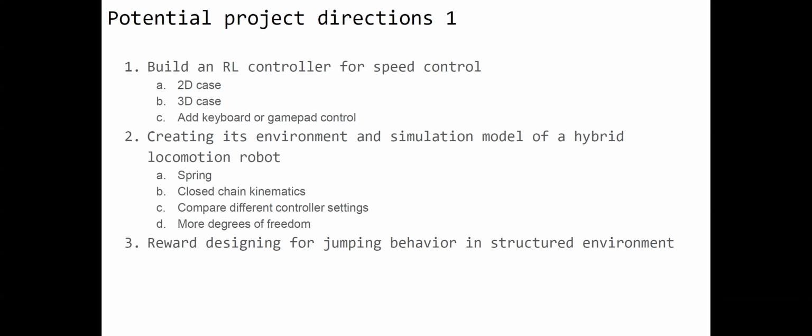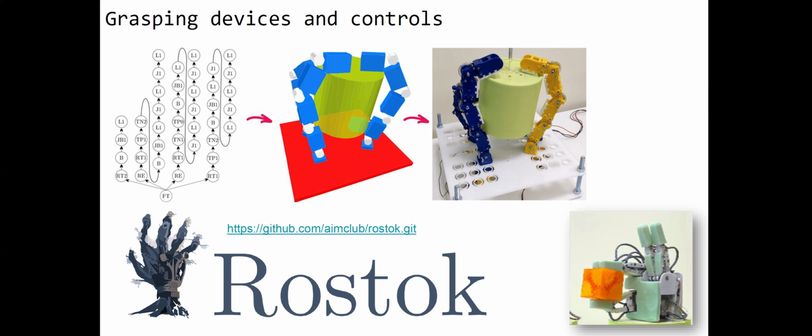The second type of project is gripping devices. Here you can see a slide which was made by Kirill. He is some kind of team lead of the research group which made the Rostock framework. This is a framework which makes generative design of a gripping device from these fingers. They grow some kind of phalanxes with joints which grip objects.